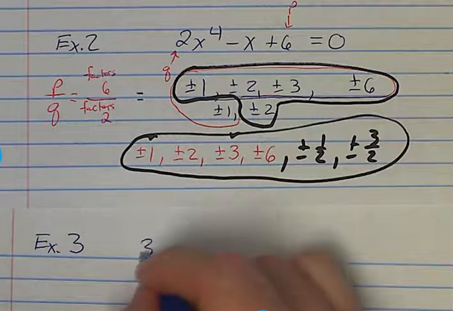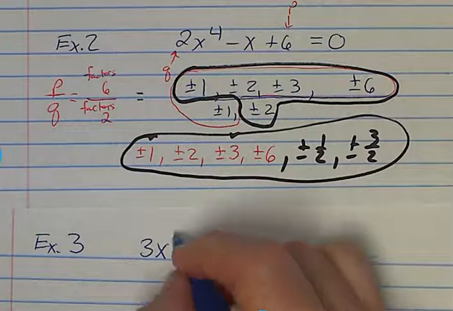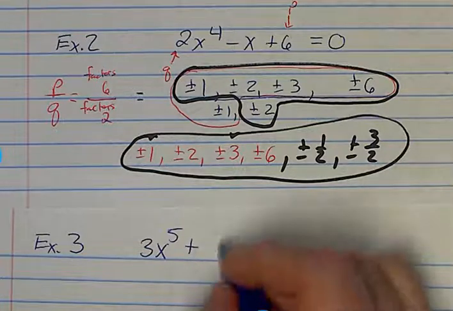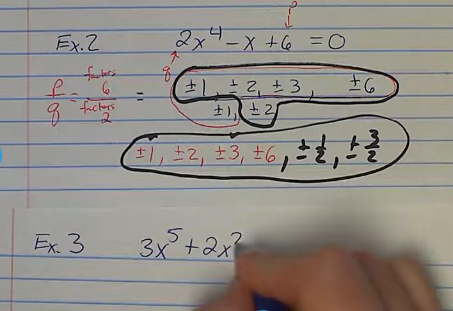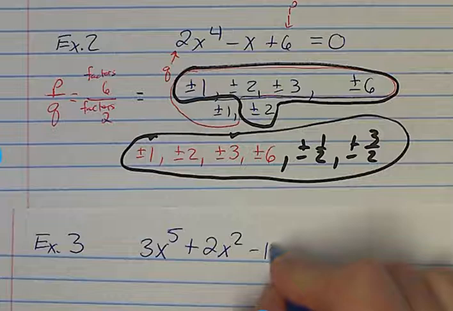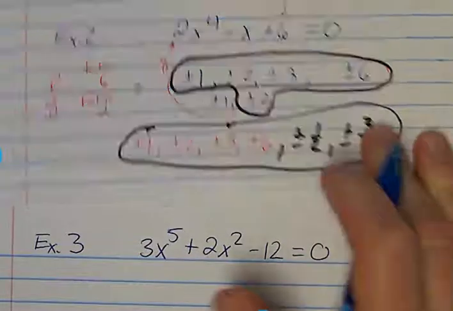All right, let's do 3x to the 5th plus 2x squared minus 12 equals 0.